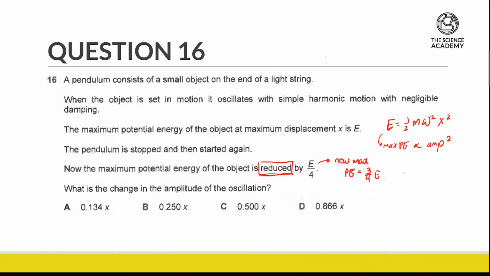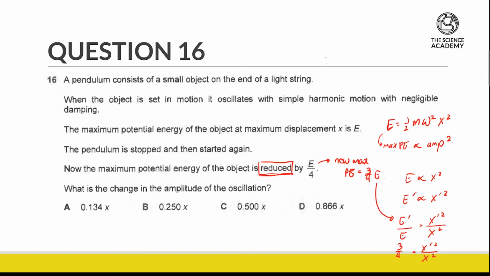So if we have E proportional to x squared, and our new E is going to be proportional to our new amplitude squared, then taking left over left and right over right, we have the new E divided by the old E equal to the new amplitude squared over the old amplitude squared. But we already know that our new E is 3/4 that of the old E. So we have 3/4 equal to x prime squared over x squared.